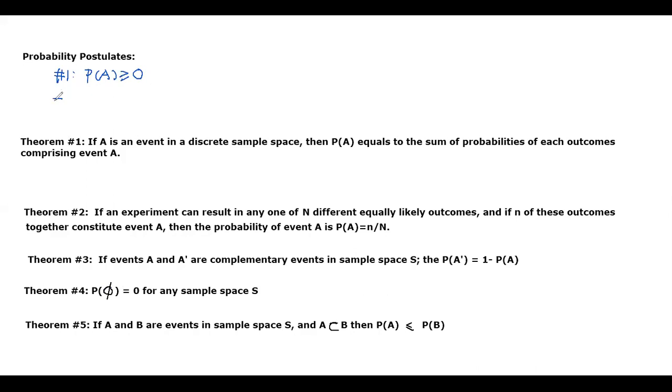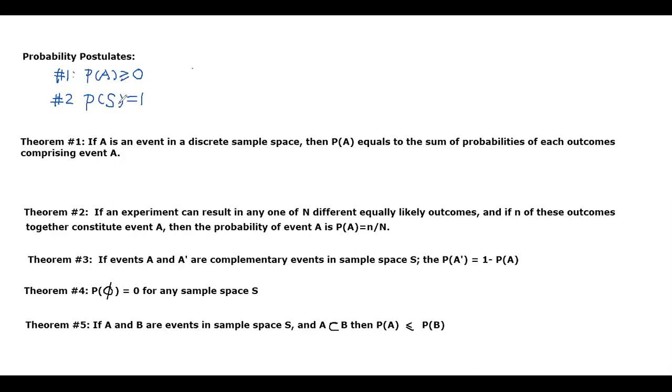Now let's take a look at postulate number 2. This is also common sense. If you take the whole sample space, the probability of S has to be equal to 1. That's common sense also: if you include all the outcomes of the experiment, that is 100%. We use this postulate a lot later in probability calculations, because if you include all the elements in the sample space, the probability has to be 1.